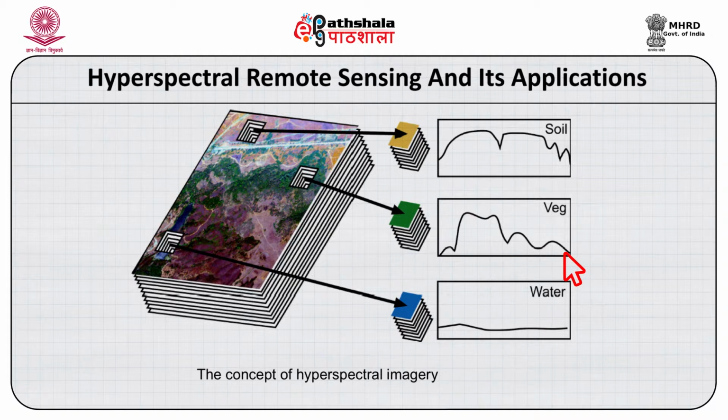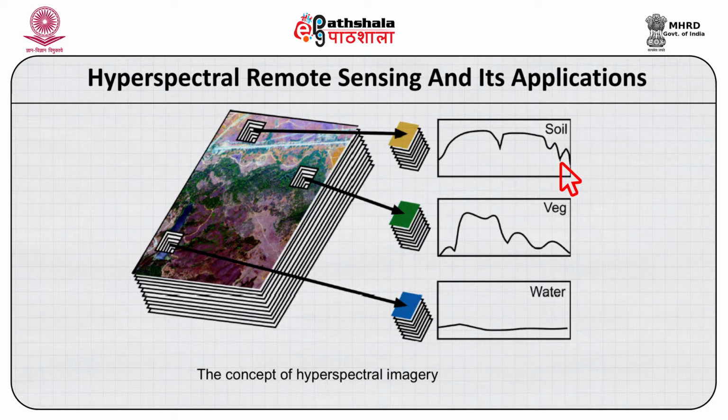And if you see the top graph, that is the soil graph, again over a very short distance you see a lot of variation, a lot of changes that we observe. So, this is the beauty of hyperspectral imagery, or the use of hyperspectral satellite data.